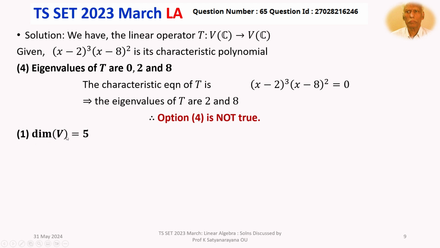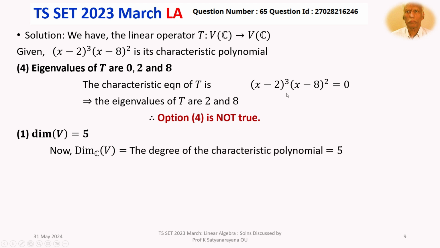The dimension of V is equal to 5. How do I show this? The dimension of V over the complex field is equal to the degree of the characteristic polynomial. What is the degree of the characteristic polynomial? 3 plus 2, that is 5. Thus, the dimension of V is 5. This is true. Therefore, option 1 is true.